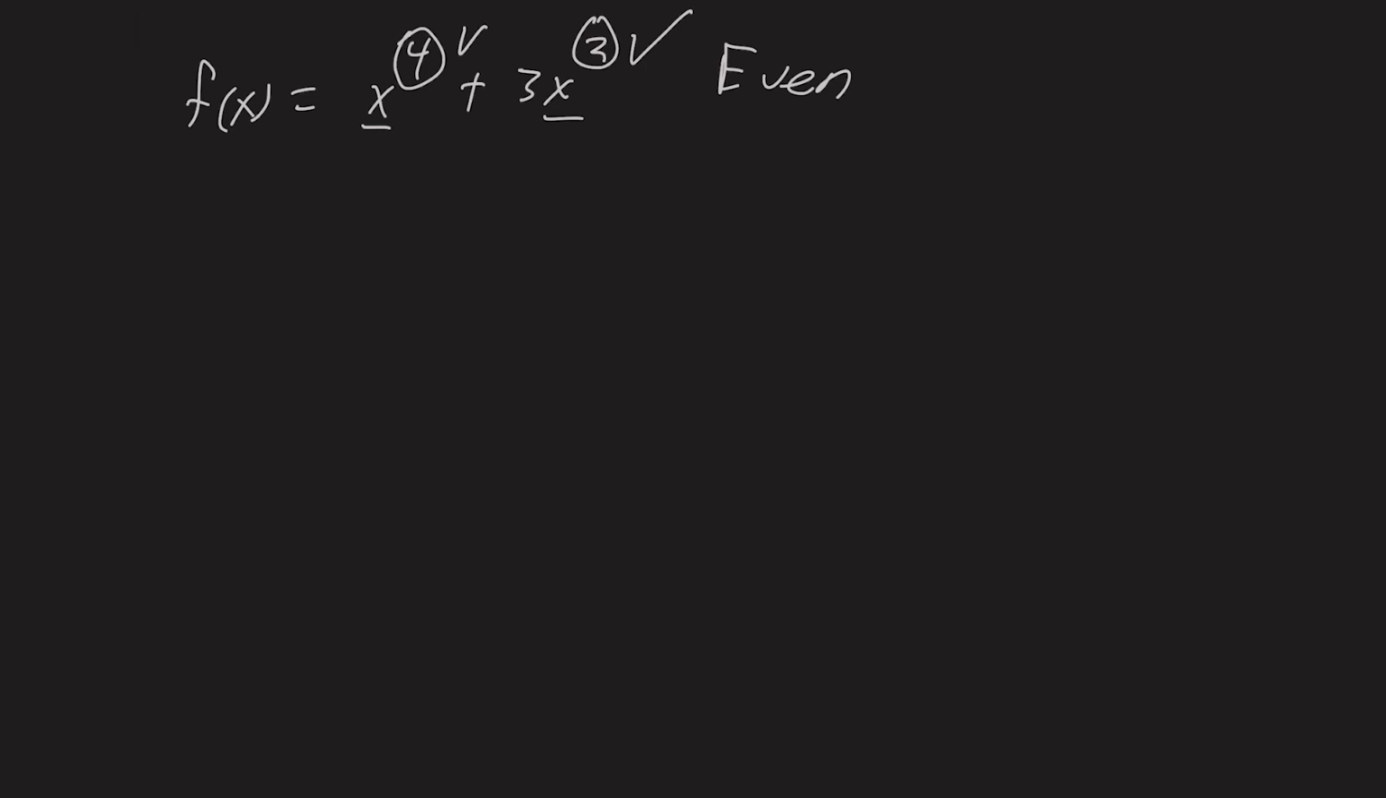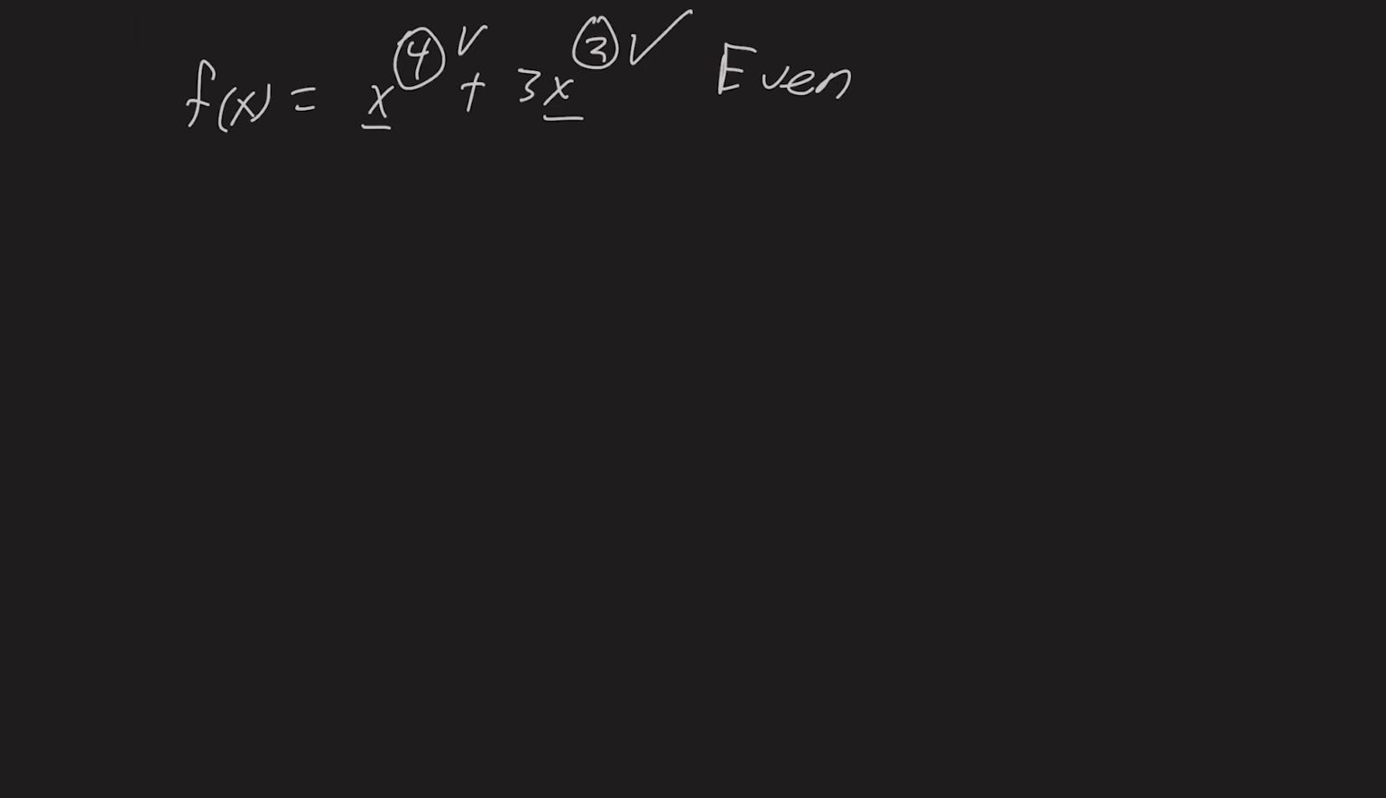So now let me give us an example. Let's say I am given f of x equals x to the fourth power plus 3x squared. The very easy way to go about doing this is I want to look at all of the x terms in my function and I want to look at their exponents. 4, is that an even number? Yes. 2, is that an even number? Yes. That means I have an even function. It's literally that simple.